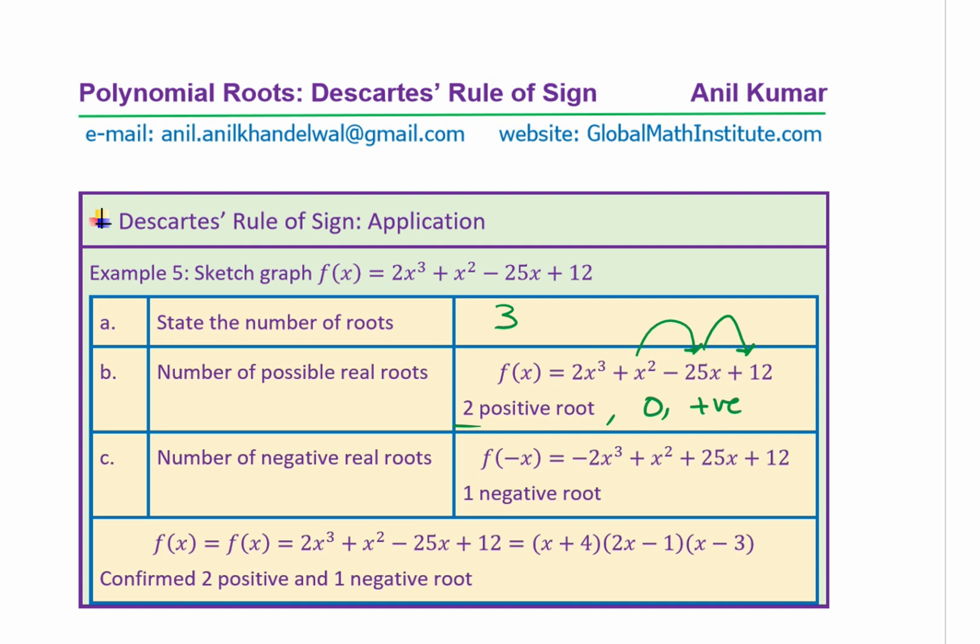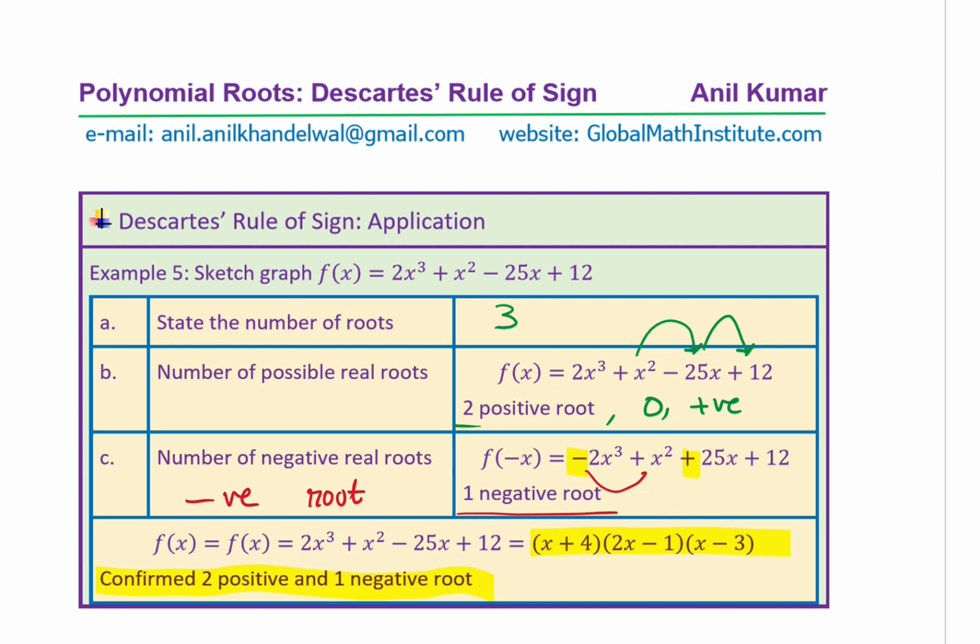Okay. To find the number of negative roots, I will do f of minus x. So that means we are just reversing the sign for the odd terms. Once I do that, let's figure out the changes in sign. It changes once and then that's it. So there is definitely one negative root. So we are sure about one negative root. Is that clear to you? So positive roots could be 2 or 0, and one negative root. I'd like you to factor this. Once you factor, you get a factored form, and in this factored form you can confirm that there are two positive roots and one negative root. Is that clear to you?